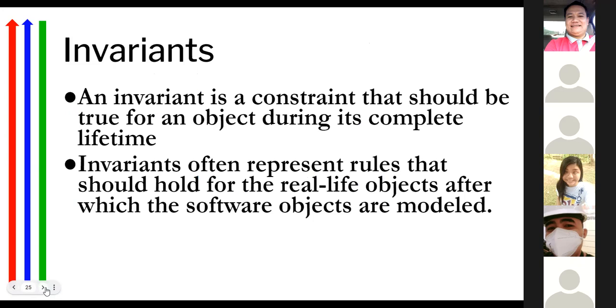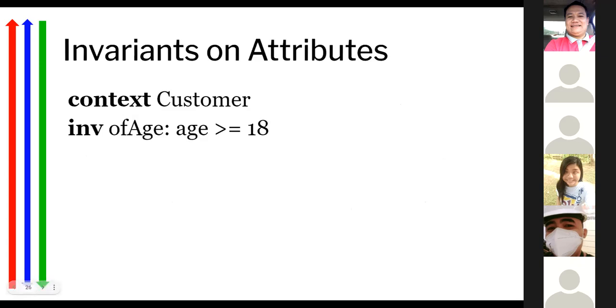Yan, ito. Invariants. So, itong invariants is a constraint that should be true for an object during its complete lifetime. So, invariants often represent rules that should hold for the real-life objects after which the software objects are modeled. So, invariants, actually, this is one of the biggest parts of OCL or pinaka malaking part talaga ng OCL kasi, di ba, we use loops, we use if statements or conditional statements. So, we have to identify yung invariants or kailan ba siya magiging totoo. Okay, next.